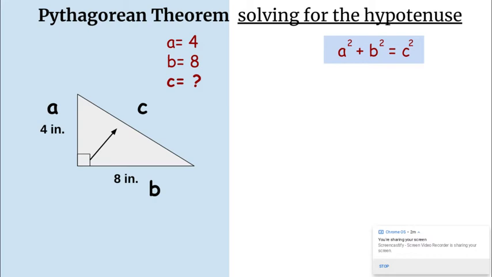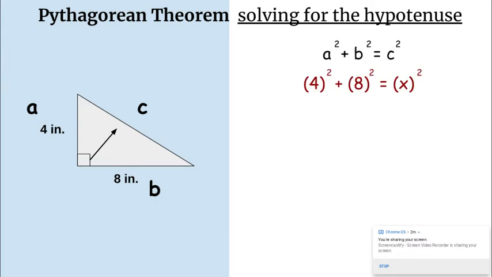Now let's just fill in our formula with our three letters over here. So for A, we have 4. For B, we have 8. And for C, we don't know what that is, so we're going to make that an X. Please make sure you write your problem just like I wrote it, in parentheses, with your squared symbol on the outside.